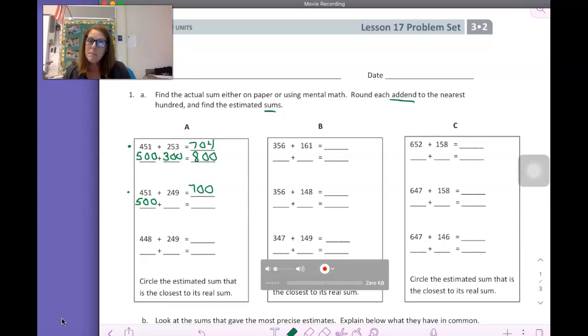249, that is one less than the midpoint between 200 and 300. So that rounds down to 200. 500 plus 200 is 700. Go ahead and do the next one. 448 plus 249. Hopefully you got 697.